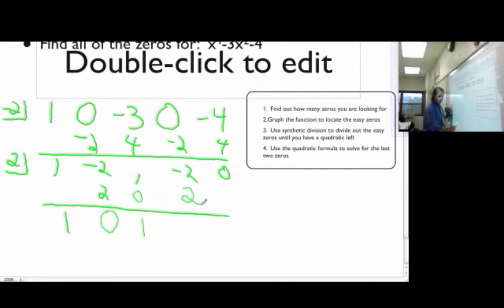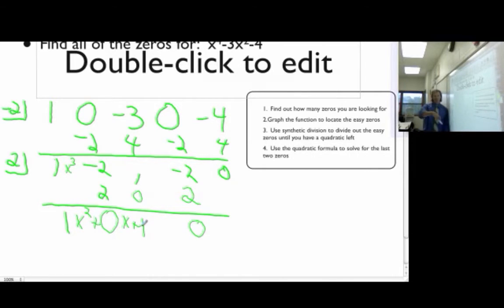Okay, now we got to figure out what on earth this 1, 0, 1 represents. Looks like a computer program. Well, you started at x to the fourth. So when you got to right here, this was an x to the third. So what's this one? X squared. So you have 1x squared plus 0x plus 1.